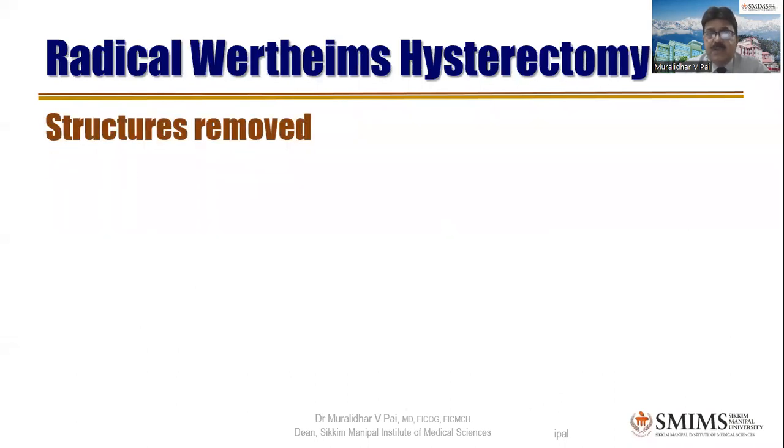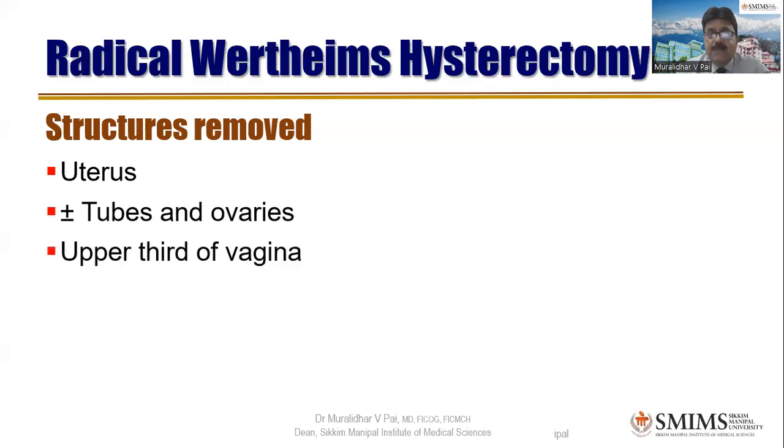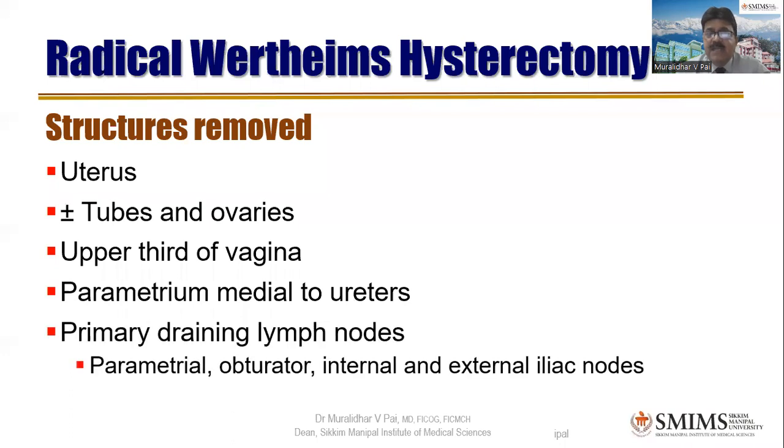Radical hysterectomy includes uterine removal, plus or minus tubes and ovaries, upper third of vagina, parametrium medial to the uterus, and primary draining lymph nodes, that is parametrial, obturator, and internal iliac nodes. So that is what is removed in Wertheim's hysterectomy, which is the commonest radical surgery done for carcinoma cervix.